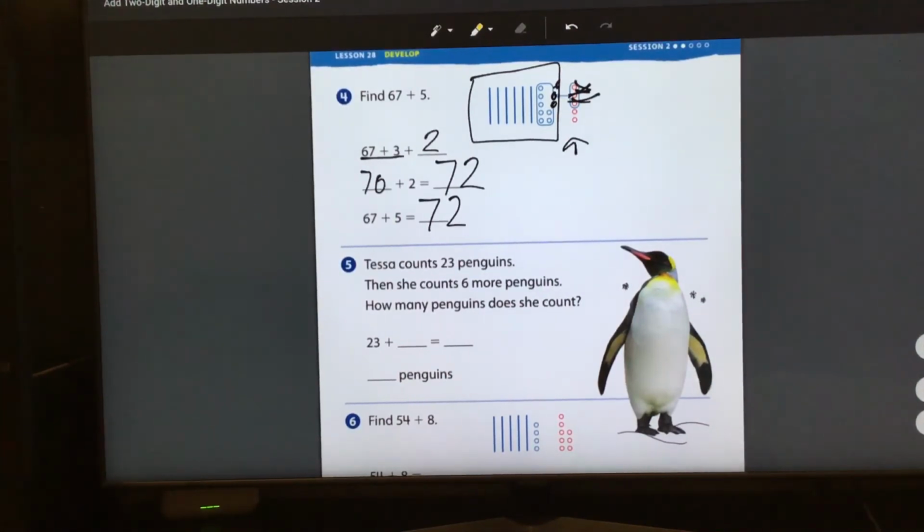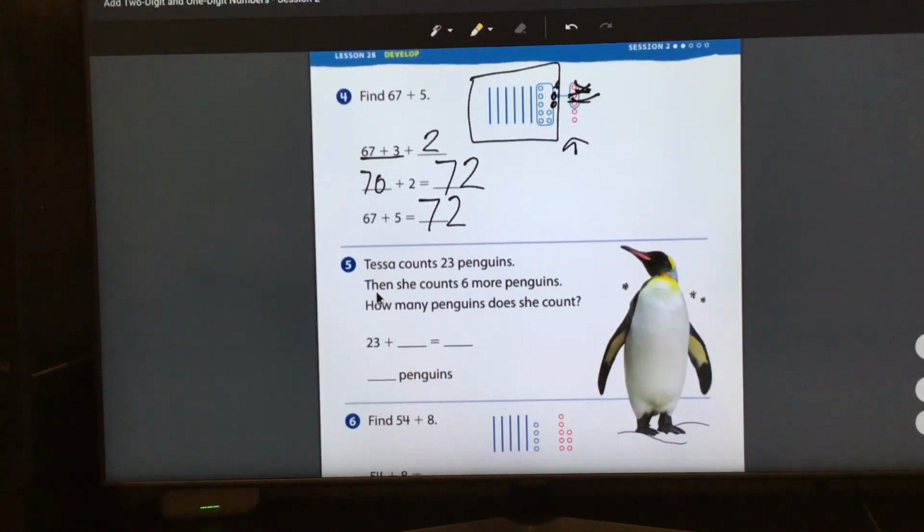So it's a couple more steps, and it takes a little bit longer, but it's also a shorter way to do it. All right, number 5. Tessa counts 23 penguins. Then she counts 6 more penguins. How many penguins does she count? 23 plus blank equals blank, blank penguins.